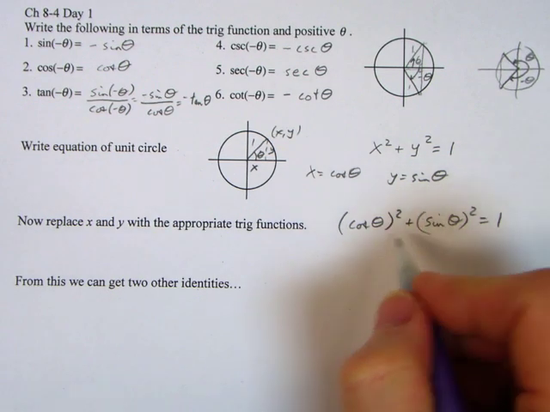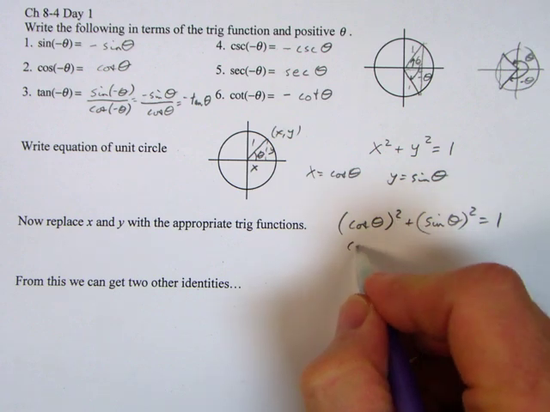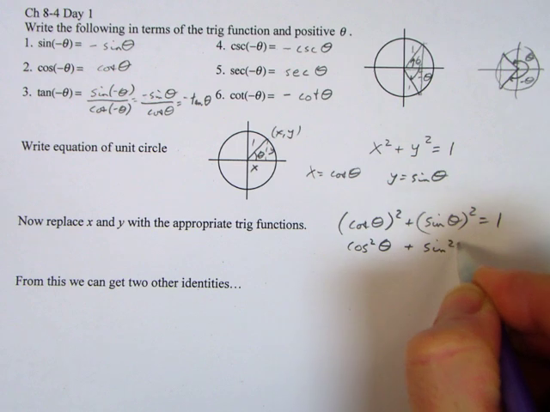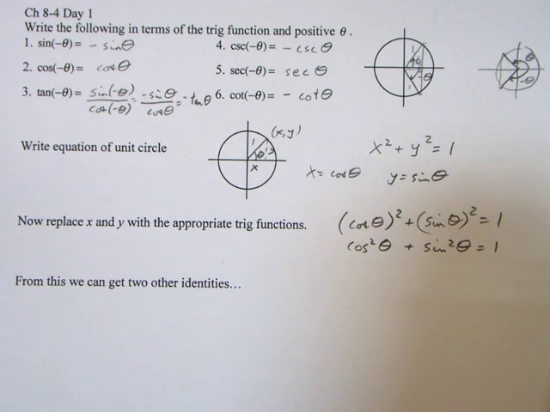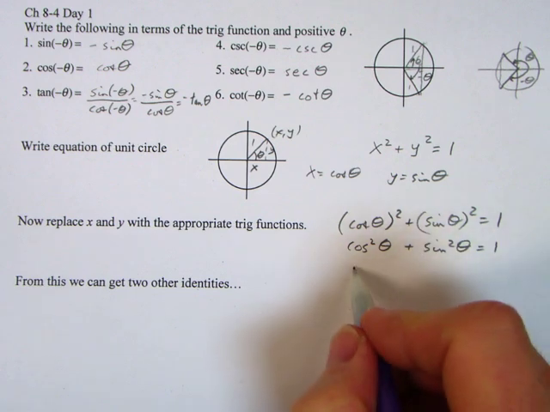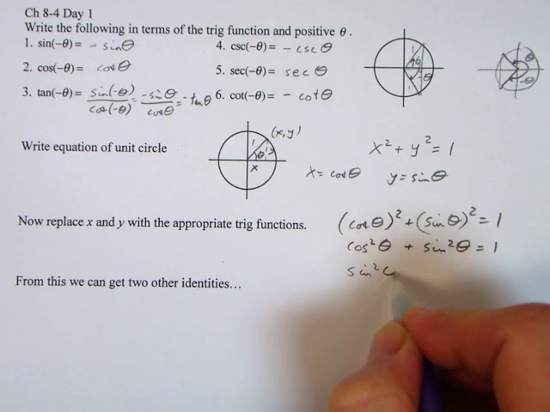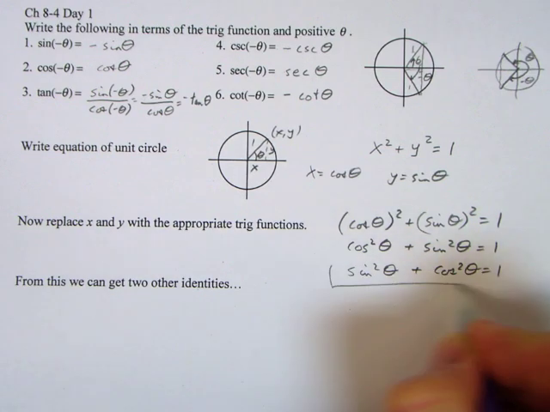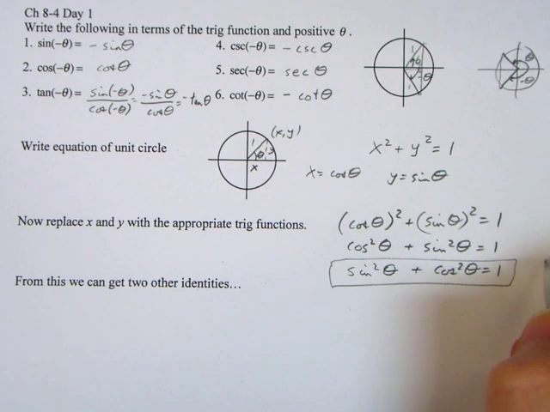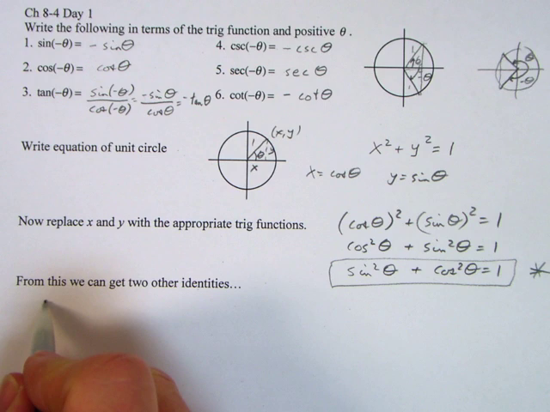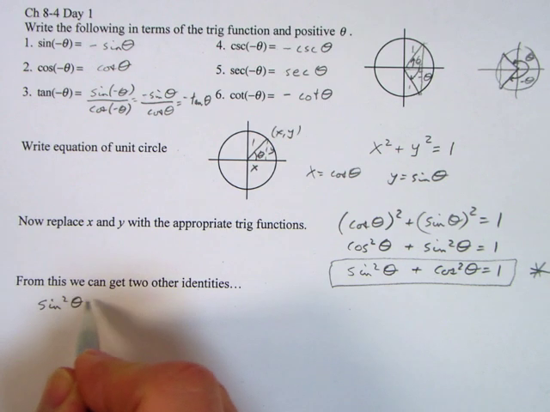Now this is rewritten as cosine squared theta plus sine squared theta. Now, for whatever reason, they always move sine into the front. So it's sine squared plus cosine squared equals 1. And that is an identity that we need to know. From this, we can get two other ones. So rewrite that equation.